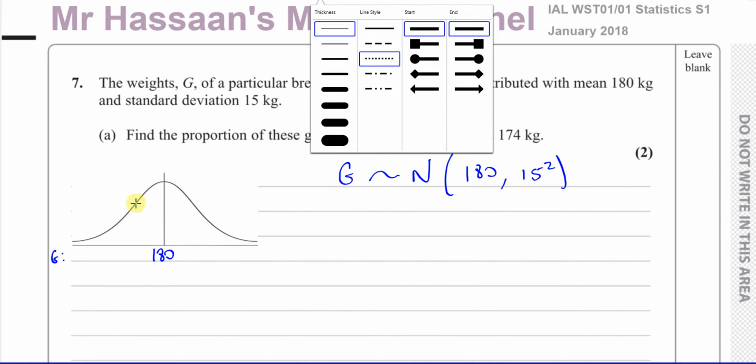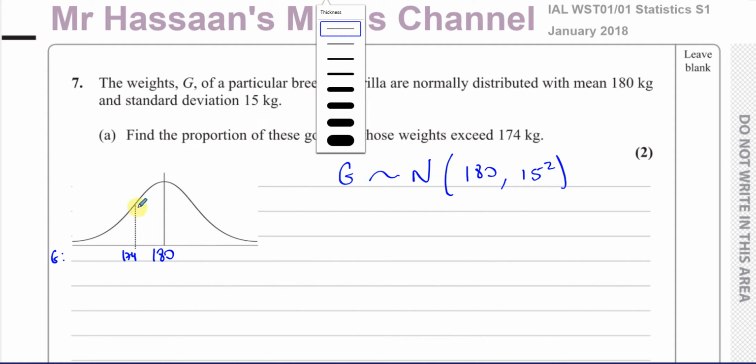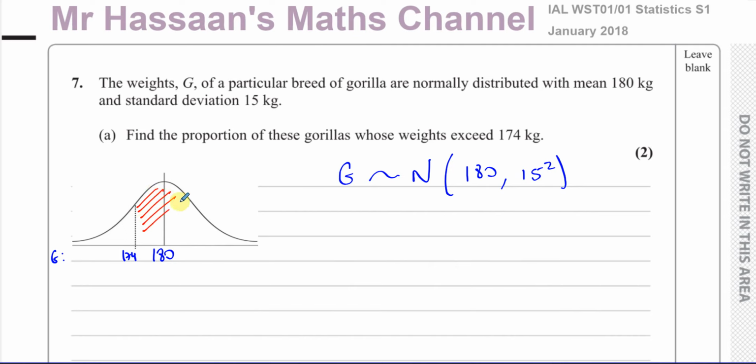Okay, so let's say that's 174 kilograms. We are looking for the area which is to the right of this. We're looking for the proportion. We're looking for the area of all the bars to the right of this divided by the whole thing. That's what we're looking for. If we find the area of all the bars to the right of 174 until the end, and divide that area by the area of the whole thing, we would get the proportion of gorillas whose weights exceed 174 kilograms. That's what we would do.